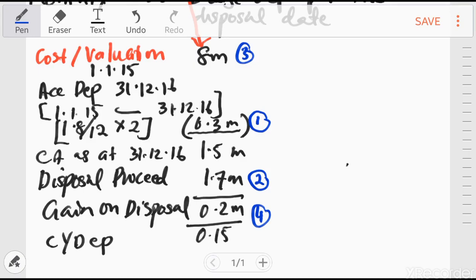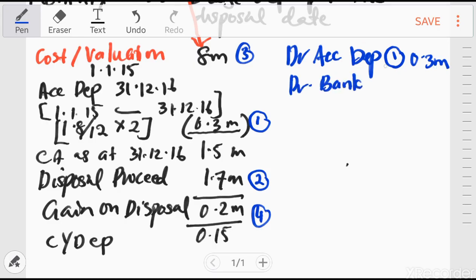So I will do first thing first, the accumulated depreciation. So debit accumulated depreciation. This is number 1. Just to show you which one relates to which, 0.3 million. The second one is the proceed. So when you receive proceed, you debit bank or debit cash, right? So that was 1.7 million. So that's number 2. Number 3 is to record the gain.